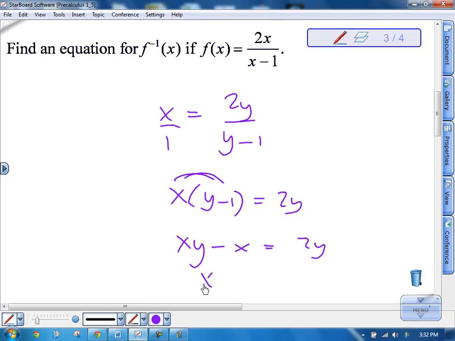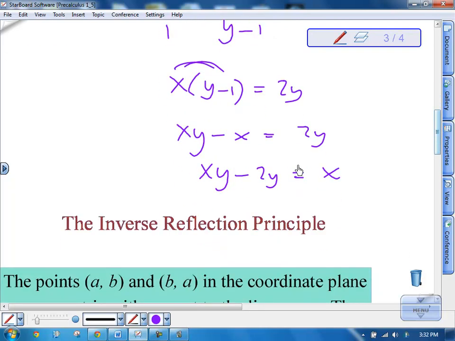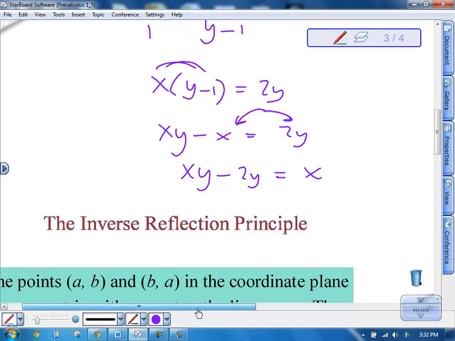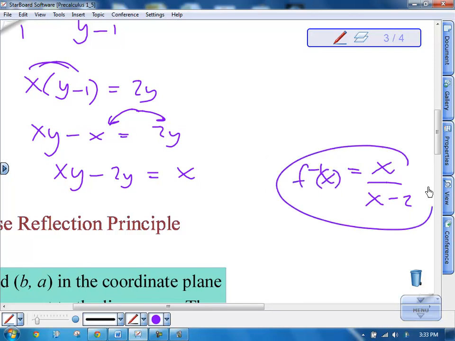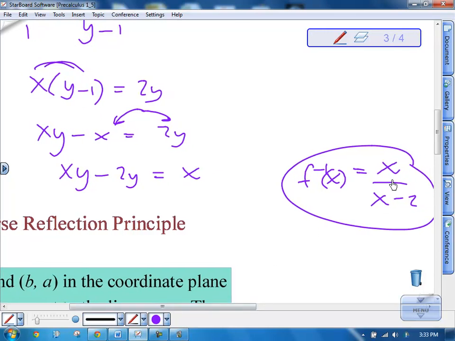Then I'll get the y's together, so xy minus 2y equals x. I just move these to opposite sides. Now I'll factor out a y, so I'm left with y times x minus 2 equals x. Divide both sides by x minus 2, and there's my inverse right there: y equals x over x minus 2. Now instead of calling it y, I'm going to call it f inverse of x. That's my inverse function. And if you graph them, they'd be reflections over the line y equals x, and the domain and range would be switched.